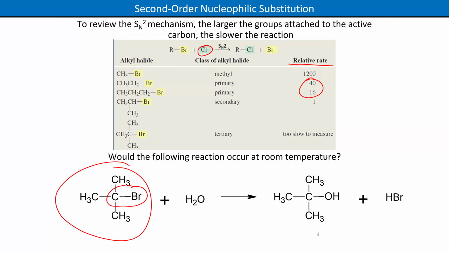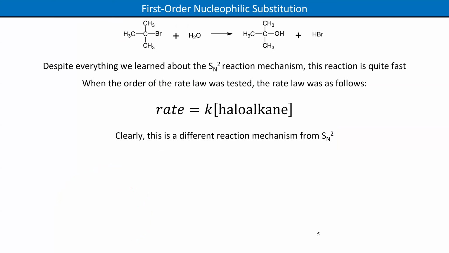The problem is they actually tested this, and they measured that it occurs quite quickly, but with a different rate law. So the reaction happens, we still get a substitution reaction, but now our rate is first order, not second order. So second order reaction, we said was concerted, right? And second order is SN2, right? Correct. The 2 stands for second order. So we said it was concerted.